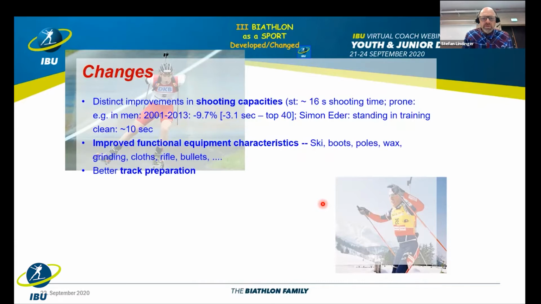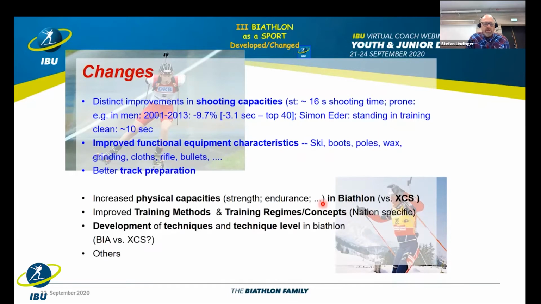We have improved functional equipment characteristics. Of course, that's everywhere. So in cross-country, we have better track preparation.